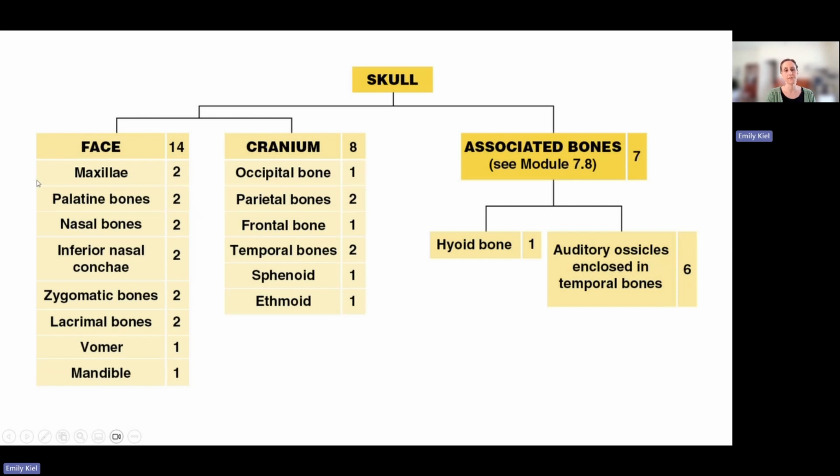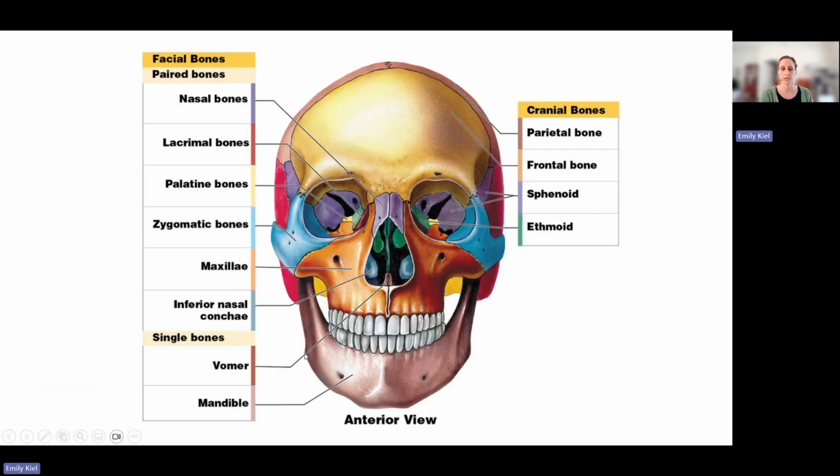And then the face, again, is what you might think of as the face of someone when you're looking at them. You have your 2 maxilla, you've got palatine bones, you've got nasal bones, you've got your inferior nasal concha, you've got zygomatic bones, lacrimal bones, your vomer, and your mandible. So here we are looking at the skull from an anterior view, reviewing these facial bones.